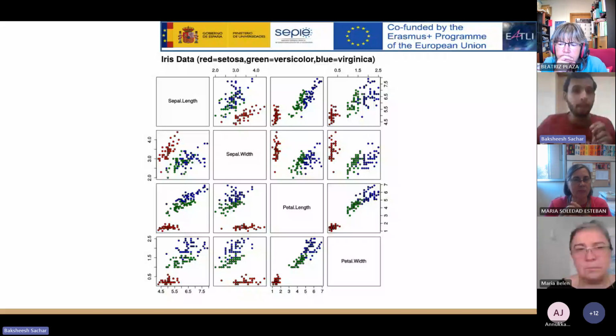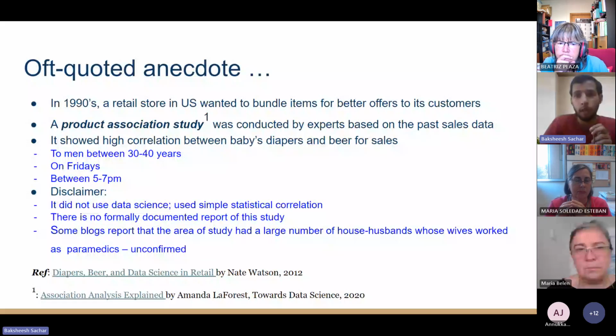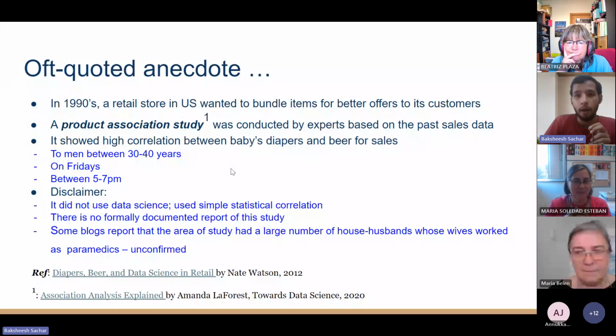Basically in the 90s, a retail store in the US had to bundle items for their customers. A product association study was carried out, and based on that, it was found that there is a high correlation between baby diapers sales and beer sales. I've given a disclaimer to that as well. This was something which was observed through the data set. I don't want to get into the details of it; I'll share them. You can read the paper as well and understand it.